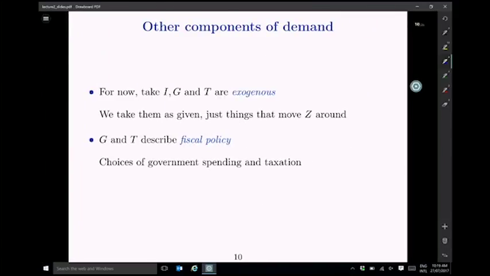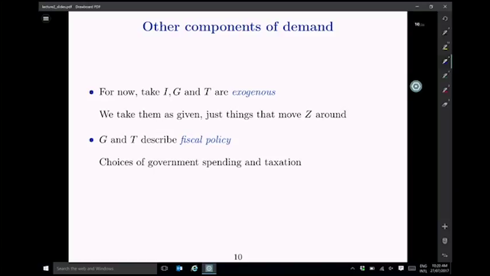Now, what about the other components in aggregate demand? We argue that there are 3 components in the closed economy: consumption, investment, and government spending, right? Let's keep it very simple to start with. Consumption is a function of disposable income, but let's assume that investment, government spending, and taxes are all exogenous for now. What does it mean by exogenous? In economics, we use this term quite a lot. It means these variables will be taken as given, like no other variables will change these. We assume for now, investment, government spending, and taxes, they are exogenous.